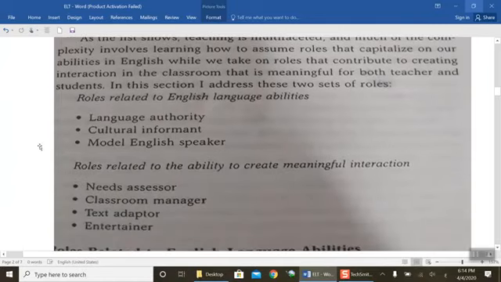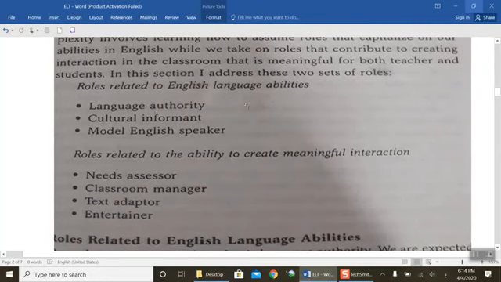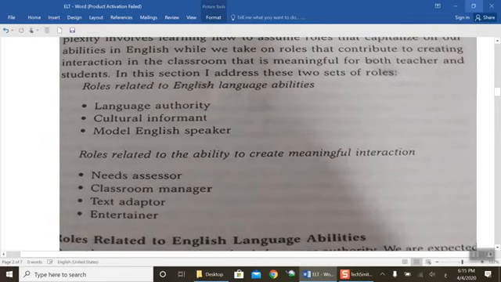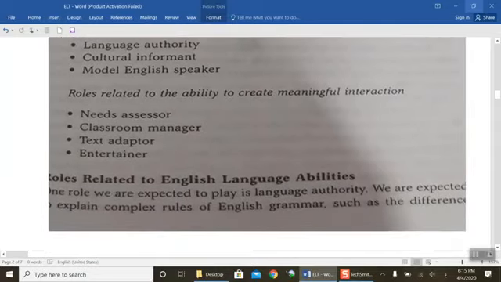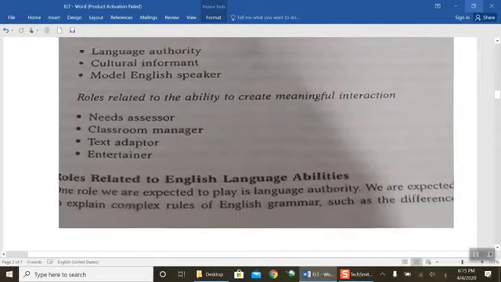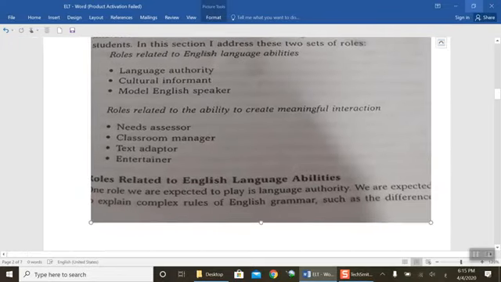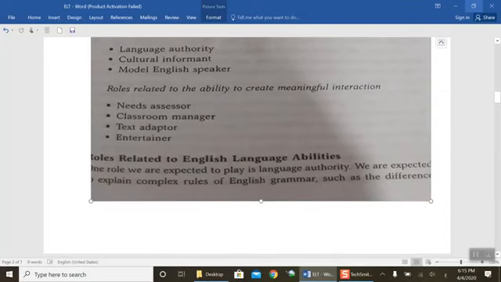This is important. Roles related to English language abilities: language authority, cultural informant, model English speaker. Roles related to the ability to create meaningful interaction: needs assessor, classroom manager, text adapter, entertainer. See, these are the roles. You see what are the roles that the teachers play? ESL, EFL teachers are expected to play inside the class.